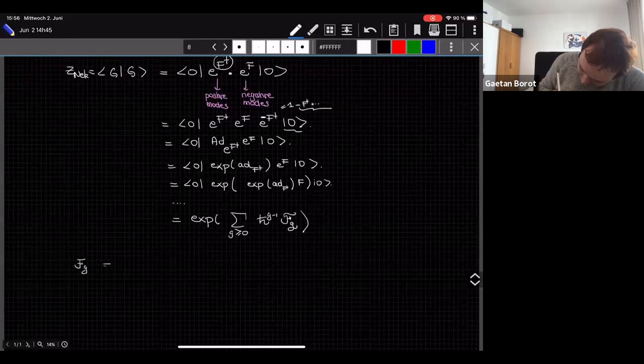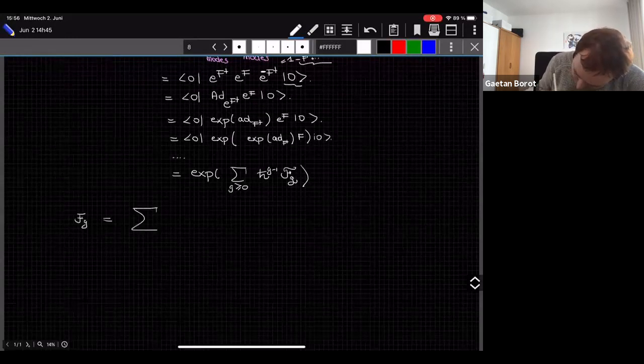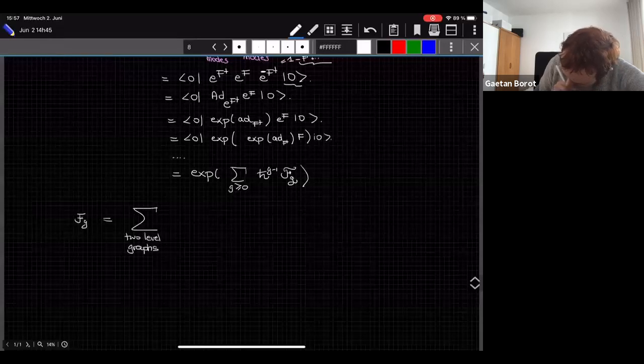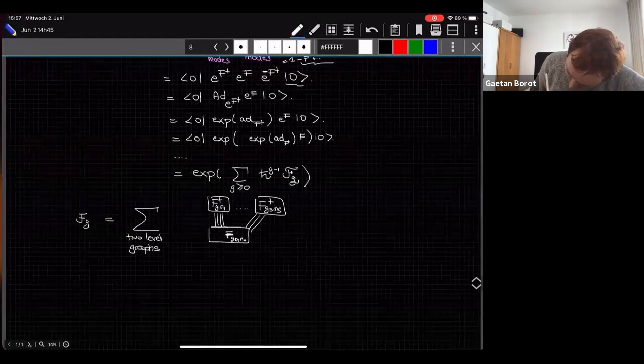And this F_G, it's a sum of Feynman diagrams. So it's a sum over two-level graphs, where at the bottom you have an F, so an F_{G0,n0}, and here you have F†, G1 and n1, etc., GS and nS. There are some automorphism symmetry factors.